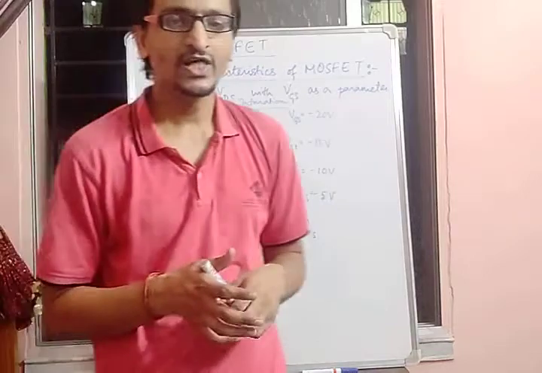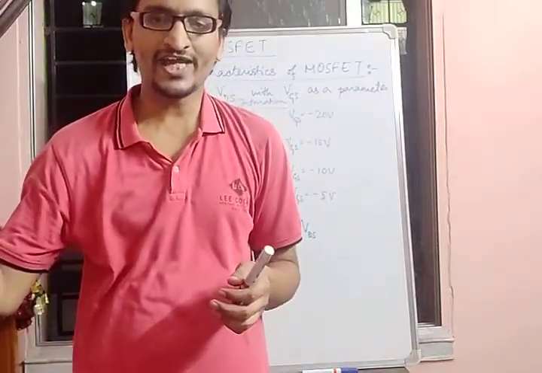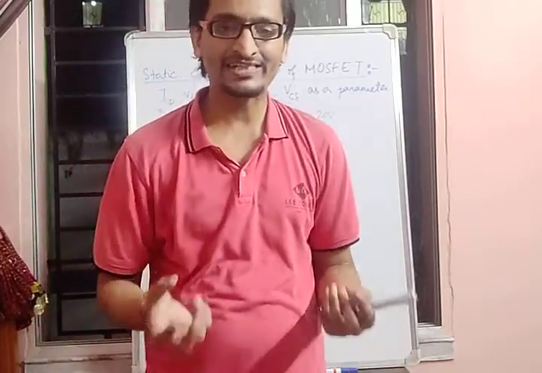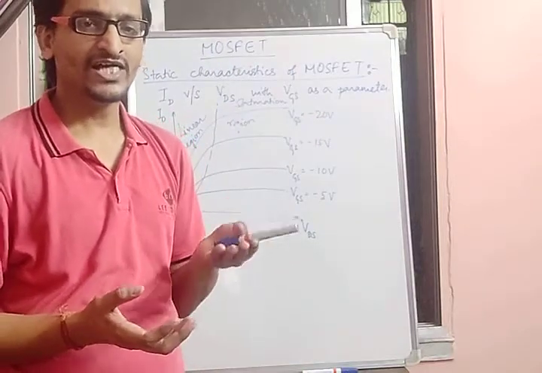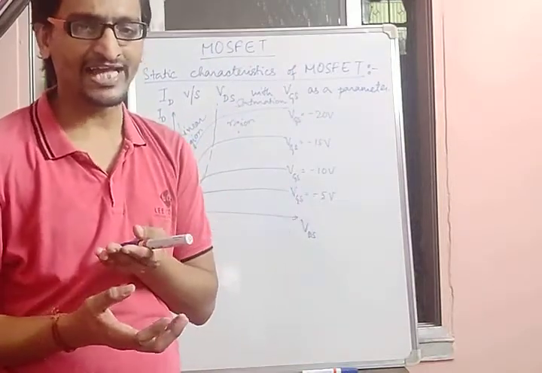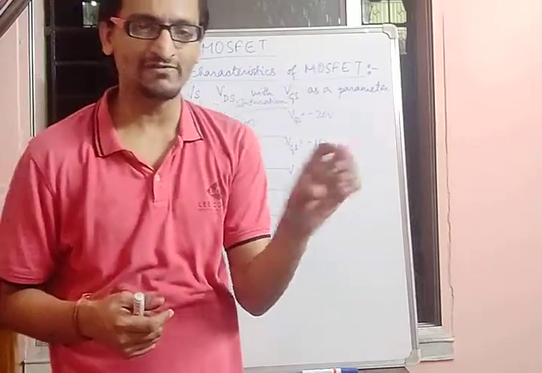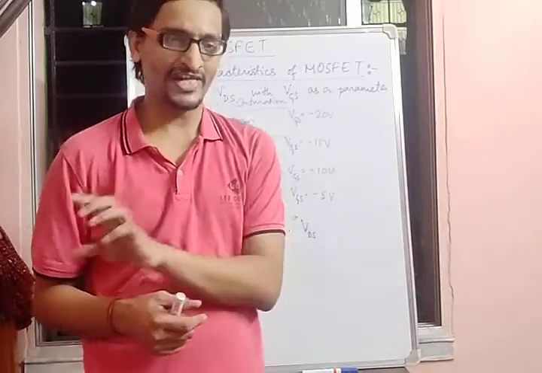So as a result, what will happen? A P channel will be created. The negative polarity of the negative voltage applied at the gate terminal will attract the holes near the silicon dioxide layer. So as a result, a channel will be formed. A P channel will be formed between source and drain.